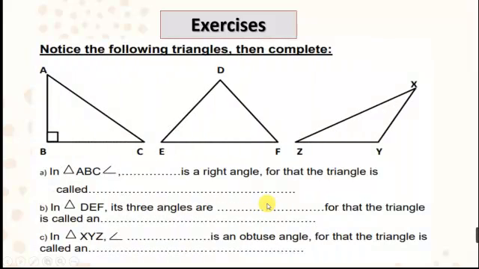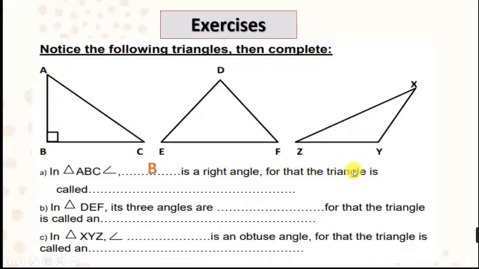If we have these three triangles, triangle ABC first, this sign means triangle, and we said that this sign is for the angle. Excellent. So in triangle ABC, angle what is a right angle? Which angle here is the right angle? A, B, or C? It's B. Excellent. So in triangle ABC, angle B is a right angle.